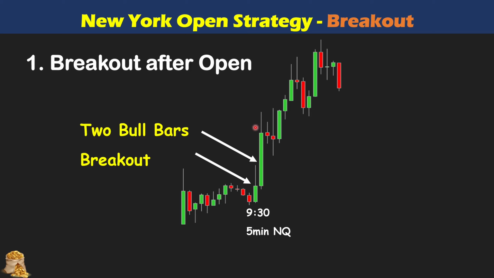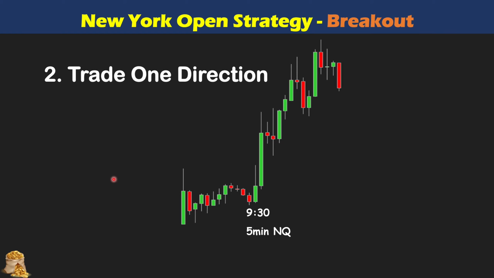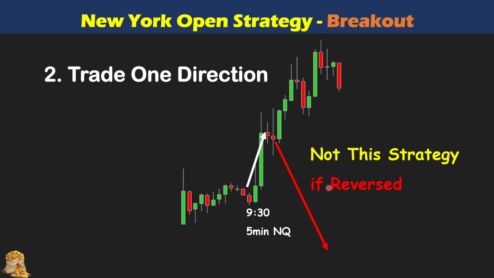After we see these 2 bull bars, we wait for the pullback. If the pullback is shallow, then we trade up after the pullback. Second, trade only one direction. In this case, the breakout is to the upside, so after the pullback, we trade upside. In case the pullback is too much or even reverses, then it is not this New York Open strategy for breakout. In that case, it's another strategy, which is not covered in this video.